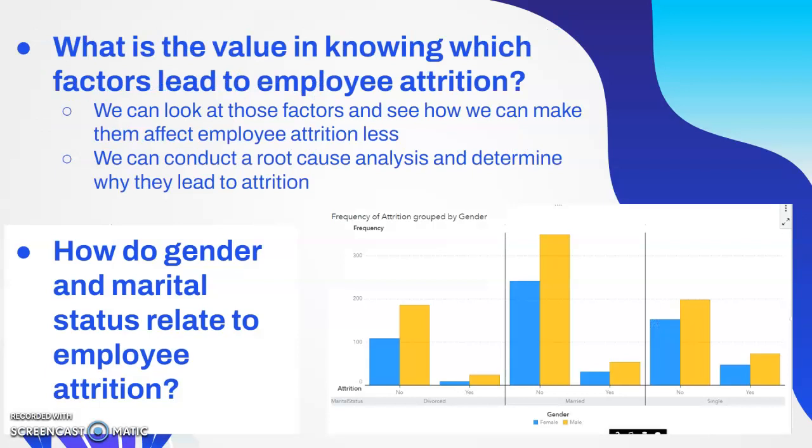So what is the value in knowing which factors lead to employee attrition? We can look at those factors and see how we can make them affect employee attrition less. And then also we can conduct a root cause analysis and determine why they lead to attrition. The bottom graph here shows females compared to males. The left section is divorced, the middle is married, and the right is single, comparing female to male and their different marital statuses.